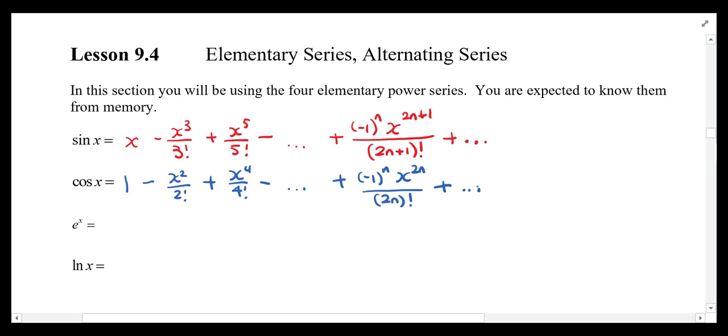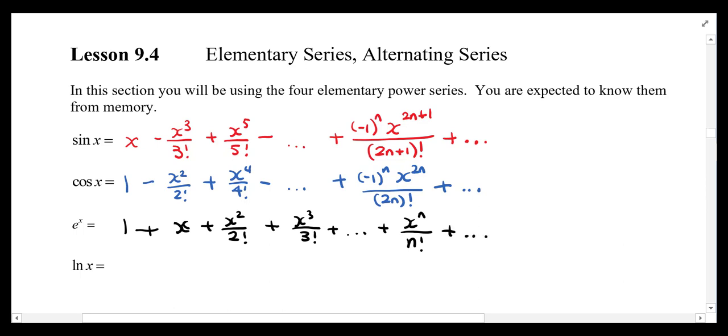Okay? Then there was e to the x. And I don't know if you remember that one, but this is the one where the derivative is the same. So 1 plus x plus x squared over 2 factorial plus x cubed over 3 factorial, and so on and so forth. The general term here is just x to the power n over n factorial, and yes, once again, plus dot dot dot. And I think this was example number 1 from lesson 9.3.